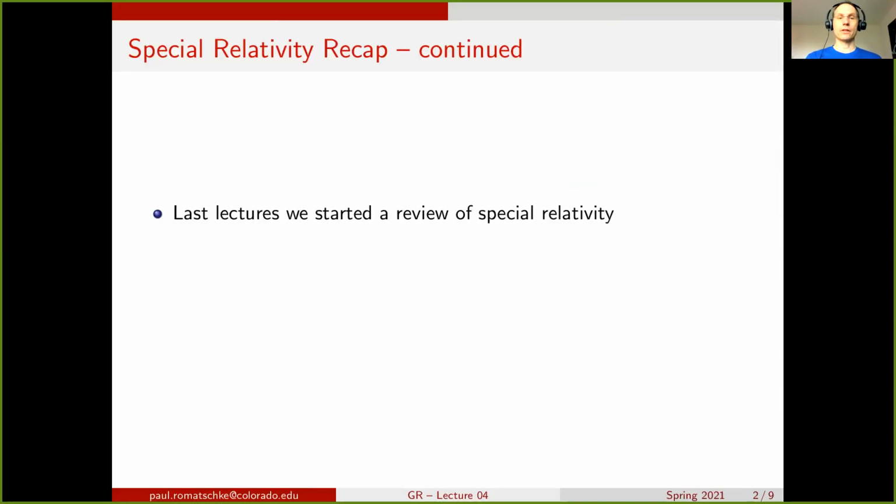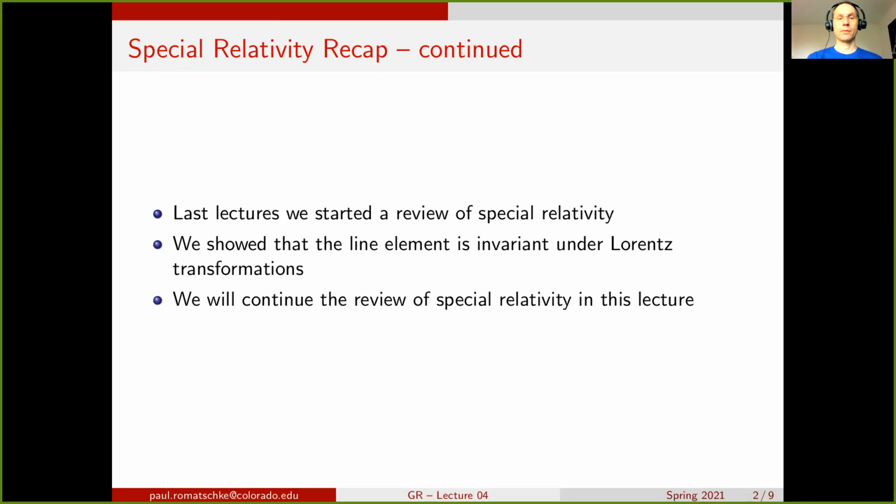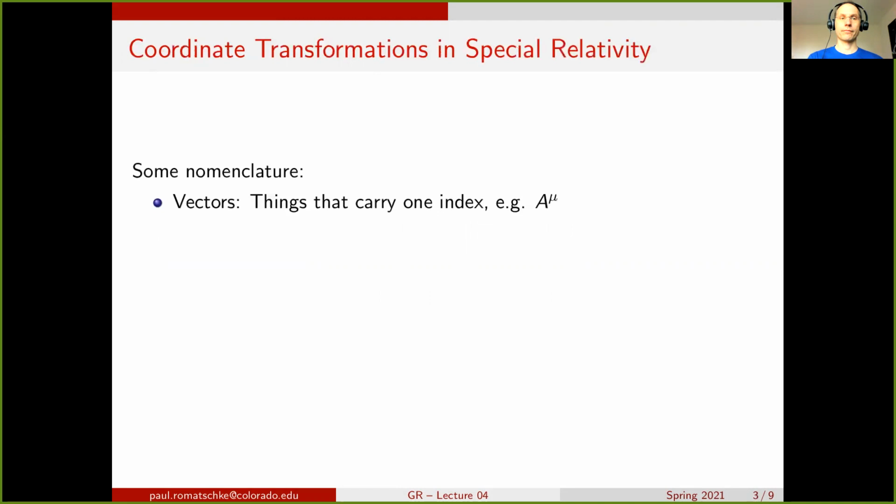In the last lectures, we started a review of special relativity. In particular, we showed that the line element is invariant under Lorentz transformations. We will continue our review of special relativity in this lecture. To get started, let me review some nomenclature.